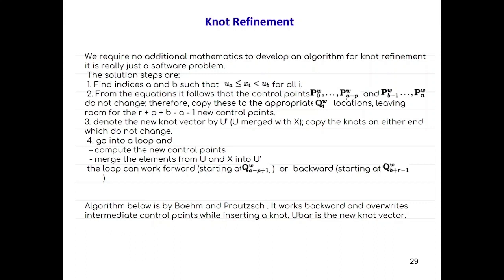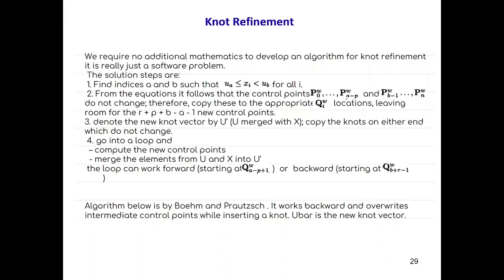We copy the knots at either end, which will not change, and then go into a loop, which will compute new control points and merge the elements of U and X into U dash. Then the loop will work forward and backward from starting Q to Q_a to Q_b. This algorithm below is from Boehm and Prautzsch. It works backward and overrides intermediate control points while inserting a knot.